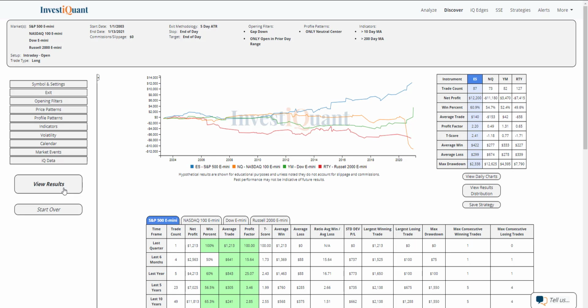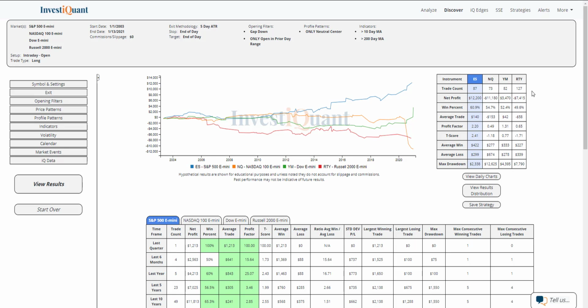And this has taken place above a 10 and 200-day simple moving average, so a strong bullish environment where you're getting this neutral center day. Historically, the S&P has 87 samples, the NASDAQ 73 samples, the Dow 82 samples, and the Russell 127 samples.